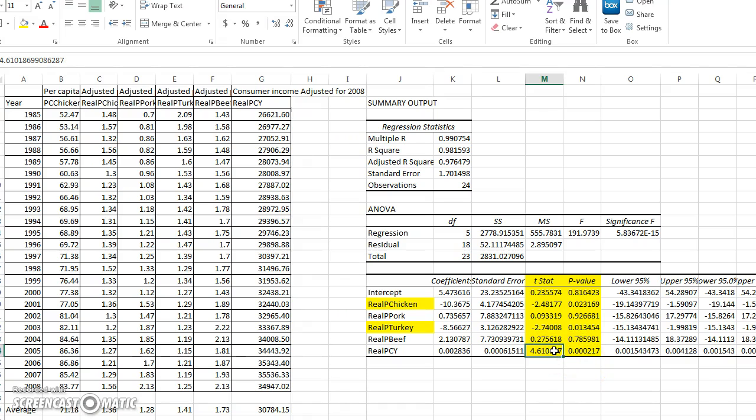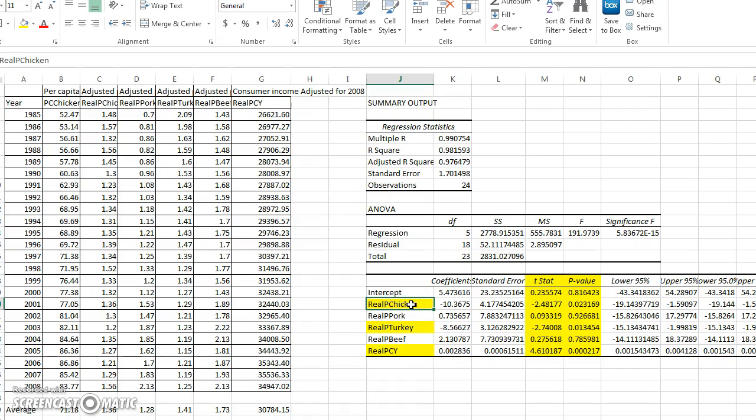Let's check our real per capita income. We have a very big t-value and a quite small p-value. So in this case, we are sure that our real price of income has a statistically significant impact on the per capita demand of chicken in this case.